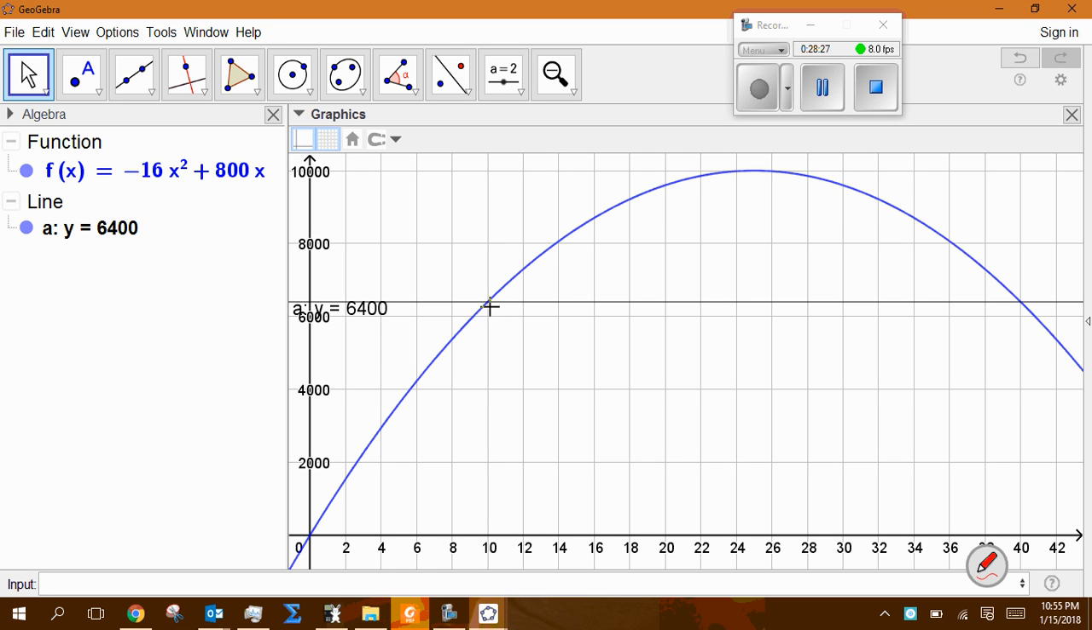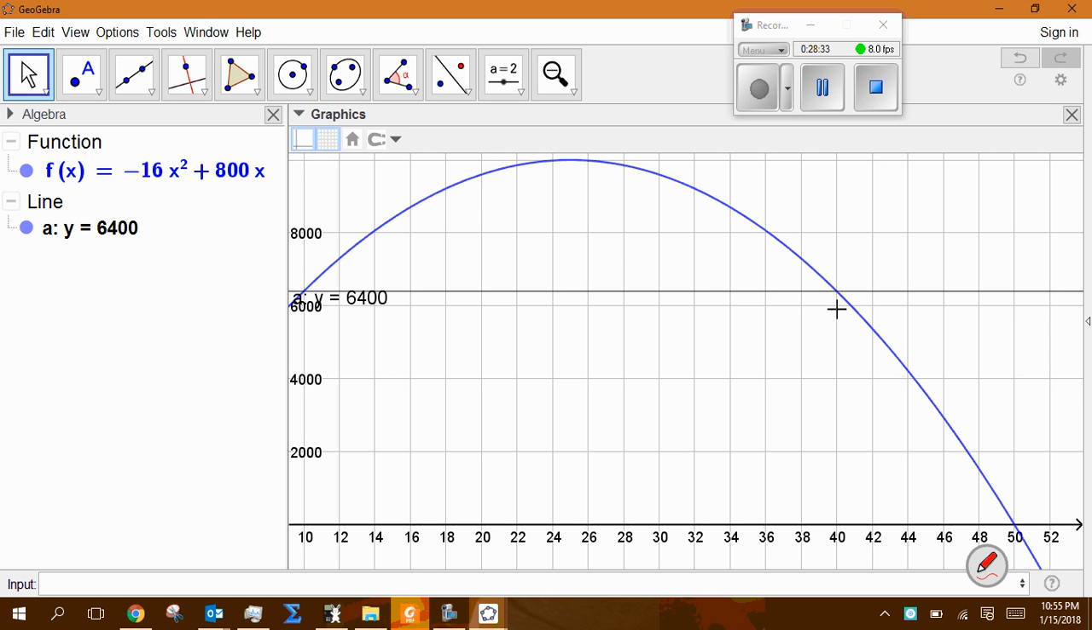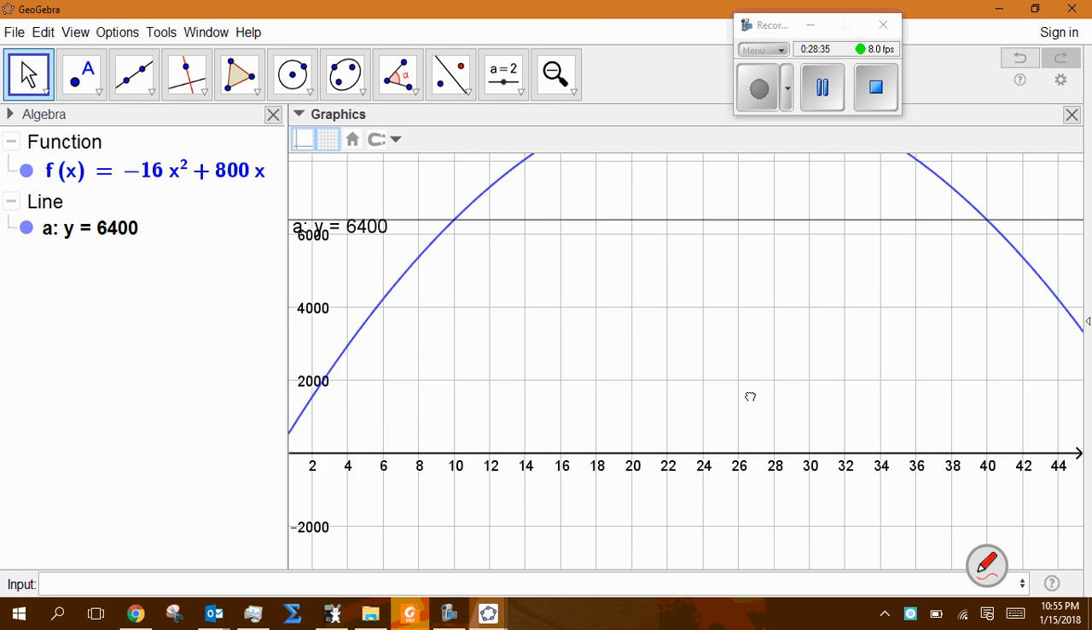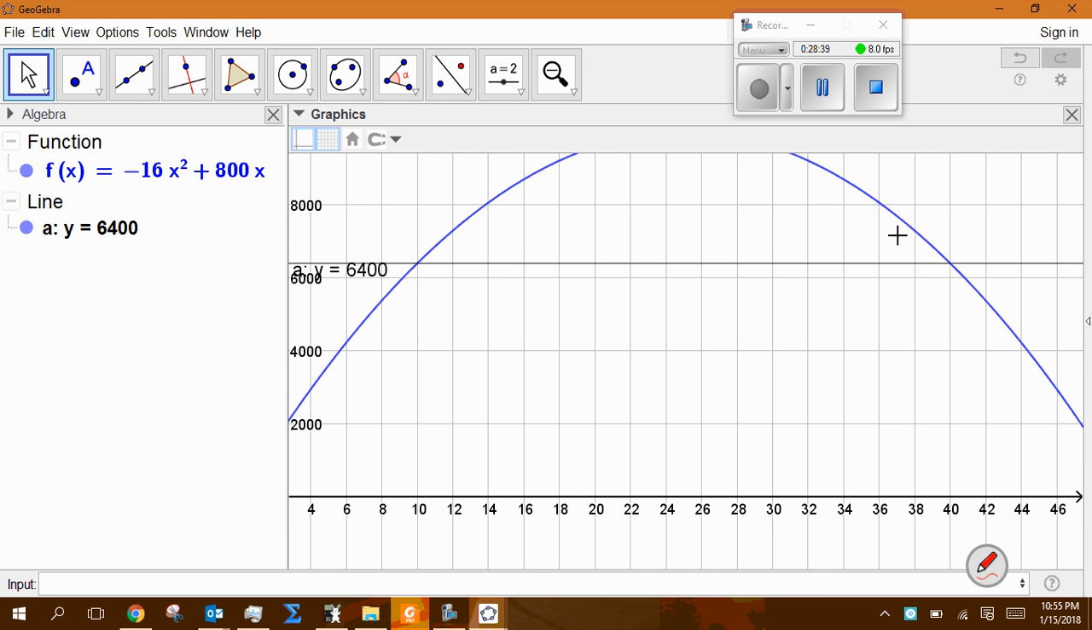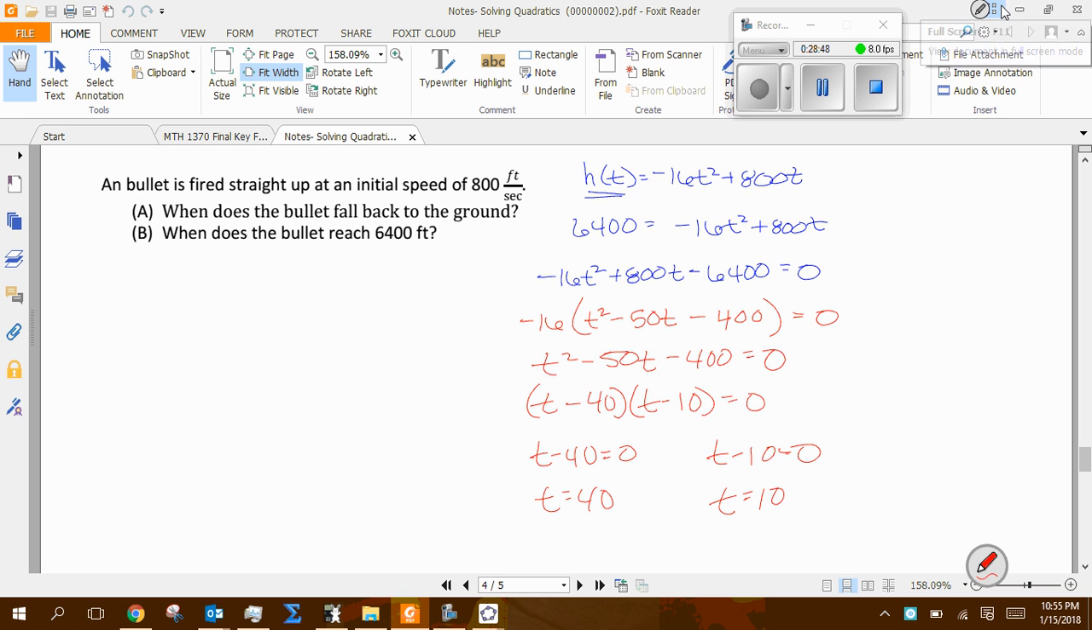So let's see. You see it right there where those two intersect. The x value is 10. And then here where these two intersect, the x value is 40. So it's going to reach a height of 6,400 on its way up to its maximum. And obviously when it's coming back down, it's going to reach that same height of 6,400. So that's kind of the physical nature of what's going on behind the scenes.